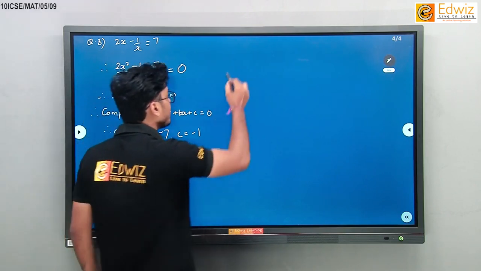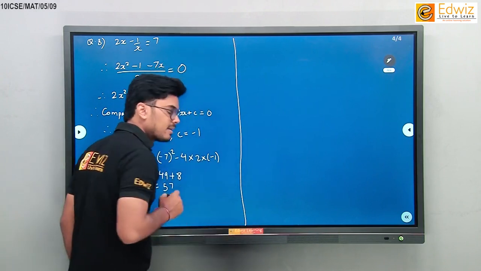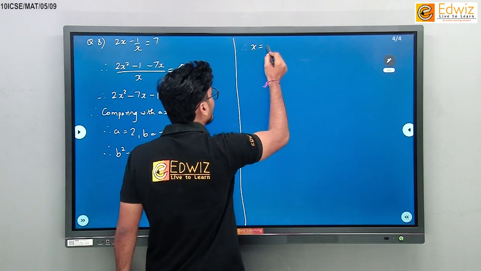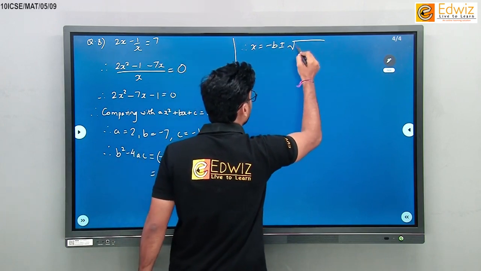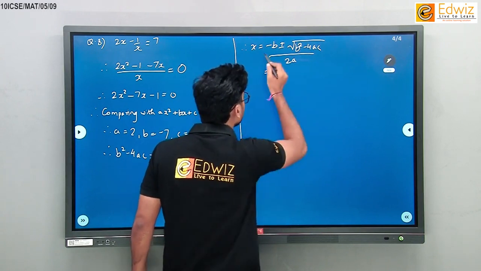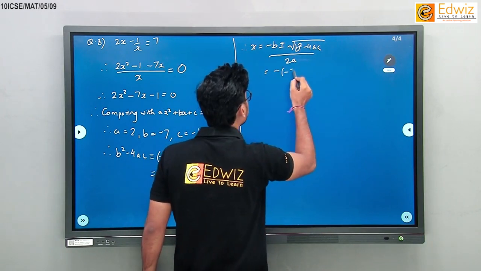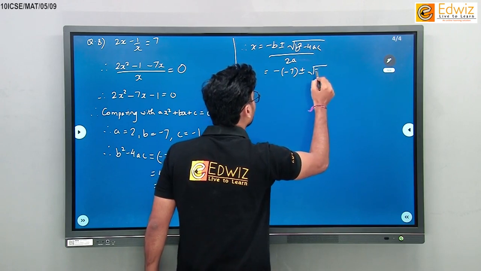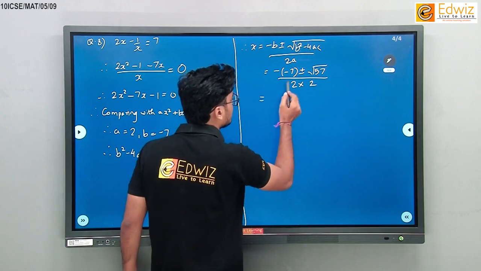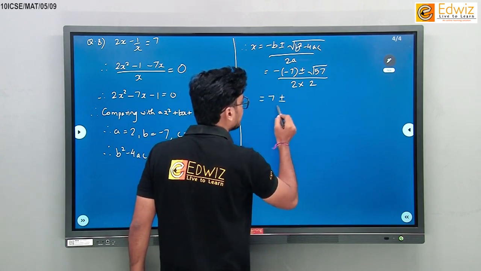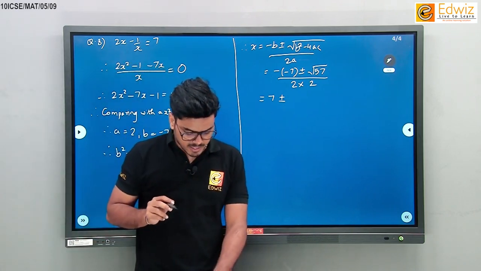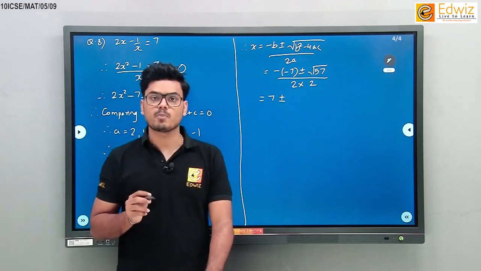So we will see the value of root 57 in the square chart correct to 2 decimal places. Let us first write the formula of x: minus b plus or minus square root of b square minus 4ac upon 2a. Substitute the values. Minus b will be minus of minus 7, root 57 upon 2 times 2. Okay, so this is equal to 7 plus or minus root 57. If you look in the square chart, root 57 is equal to 7.55.